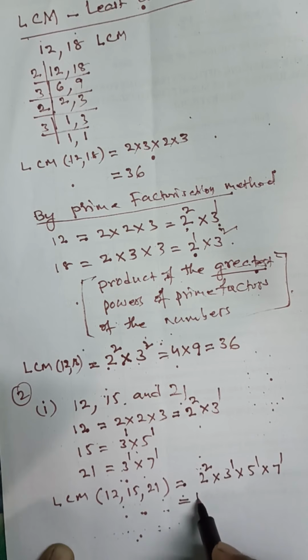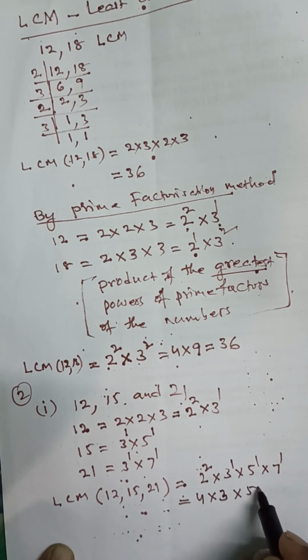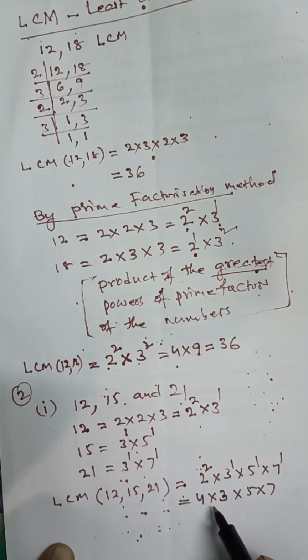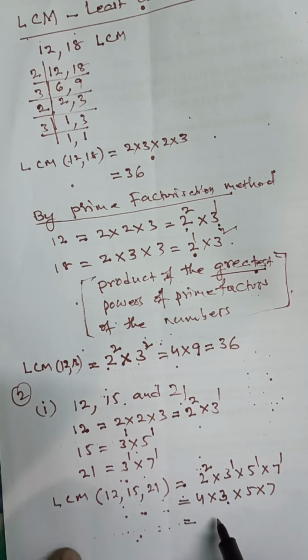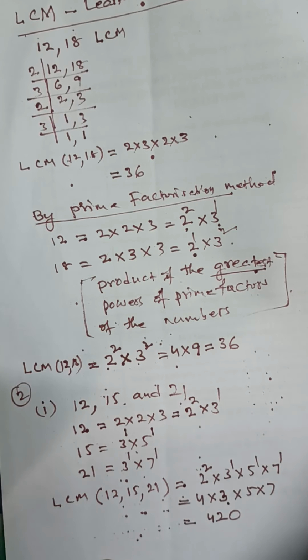So 2 square is equal to 4, then 4 into 3 into 5 into 7. 4 threes are 12, 12 fives are 60, 60 sevens are 420. So the LCM of 12, 15 and 21 is 420. Students, I hope that you have understood these three topics here.